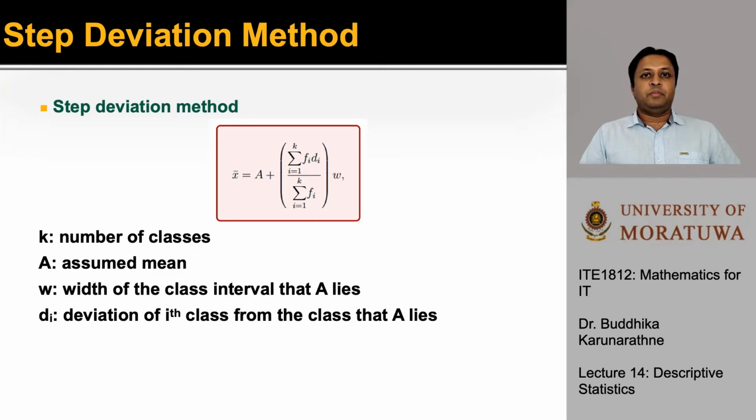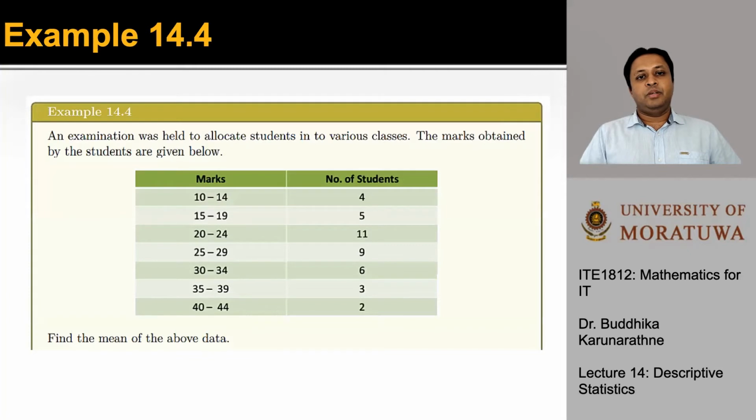Okay, we will take an example to describe and understand this better. So here you have marks obtained at an examination, grouped into various classes. These marks will populate students into various classes. So you have class intervals, 10 to 14, number of students is 4, 15 to 19, number of students is 5, 20 to 24, 11, and so on. So you have the frequencies listed in the second column. So you have to find the mean of the above data.